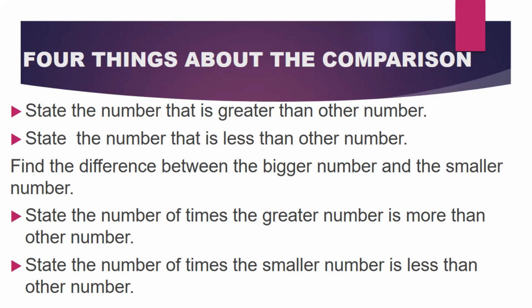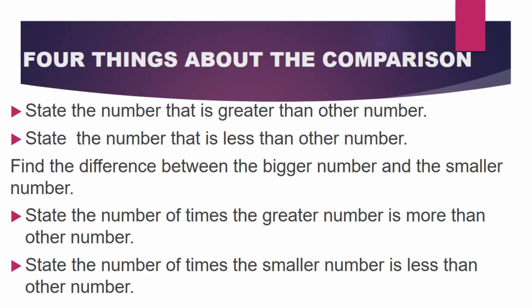Then the fourth one will be the number of times the smaller number is less than the other number. So the 4 true statements about the comparison are: one, you state the number that is greater than the other. Two, you state the number that is less than the other. After these two, you work out the two numbers and find the difference. Finding the difference means you subtract the smaller number from the bigger number.